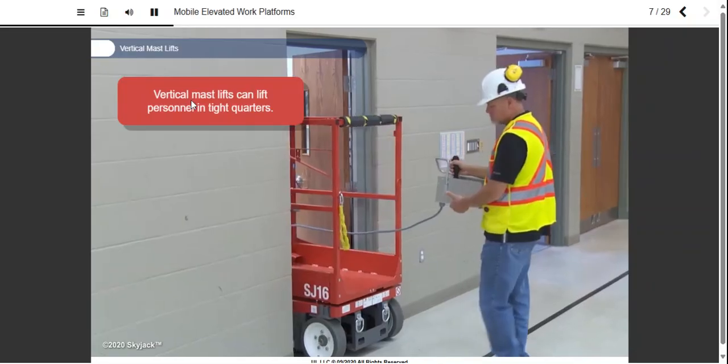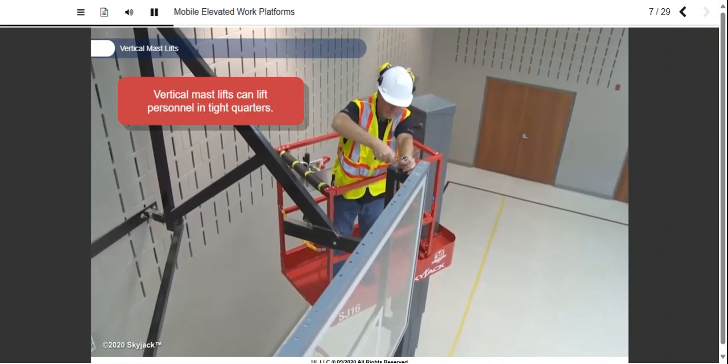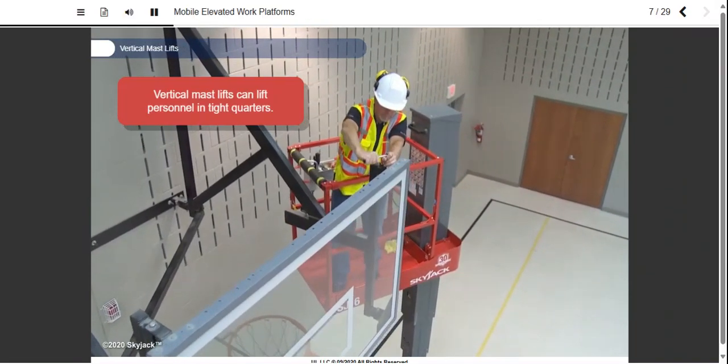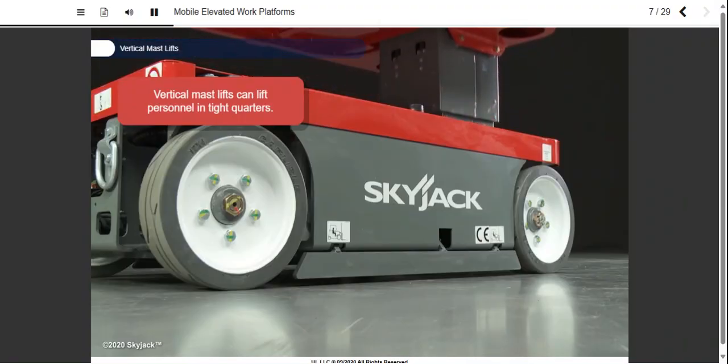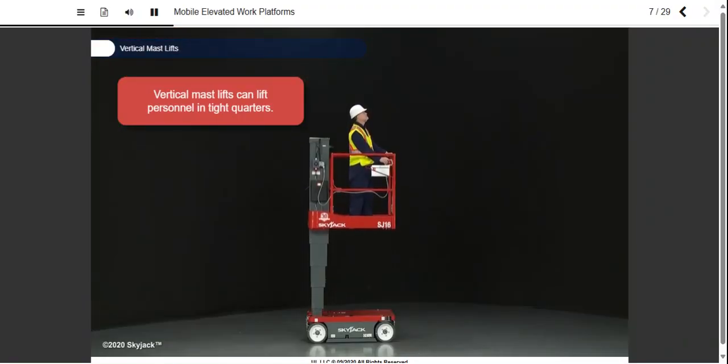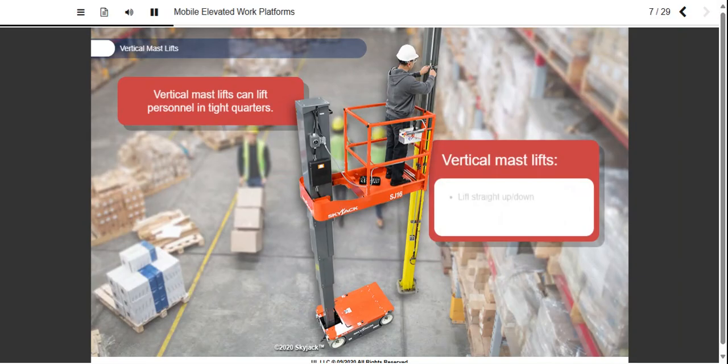Sometimes workers need to work at heights in areas that are already in use, such as aisles. In these cases, they may employ vertical mast lifts. These lifts have a very small footprint, meaning they take up less floor space than aerial and scissor lifts. Like scissor lifts, vertical mast lifts raise and lower personnel straight up and down, but vertical mast lifts have multi-stage masts.